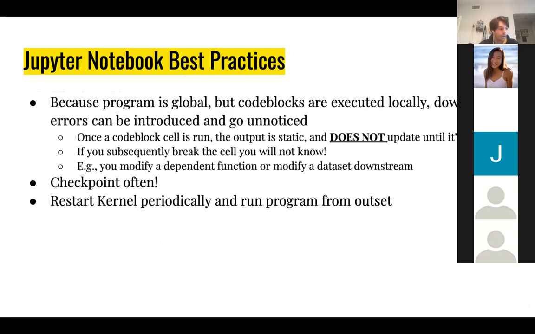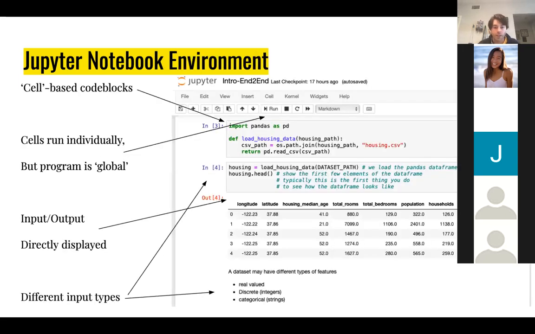So going back to this environment here, for my little head function that I called, if I go back and change, let's say, my path for housing, or whatever thing, that cell block is effectively broken. But until I rerun it, it's not going to necessarily show up as an error. And so that's something to be aware of as you're working through this.